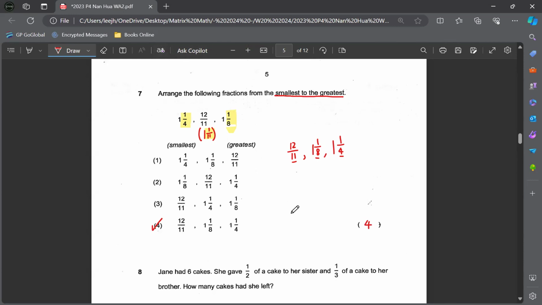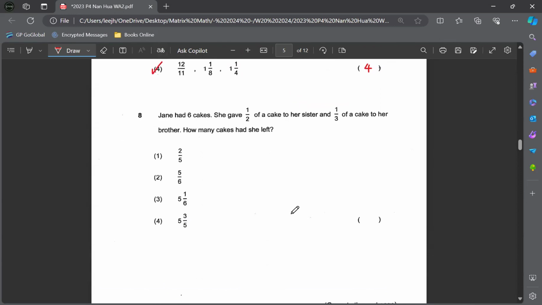Question number 8. Jane has 6 cakes. She gave half of a cake to her sister and 1/3 of a cake to her brother. How many cakes has she left? So 6 cakes, so that means half of a cake to the sister. So I'm going to take 6 minus half of a cake first. So 6 is remaining 6 wholes, okay? Not 1 whole. It's not 6 over 6, okay? I mean it's 6 cakes now, 6 wholes now.